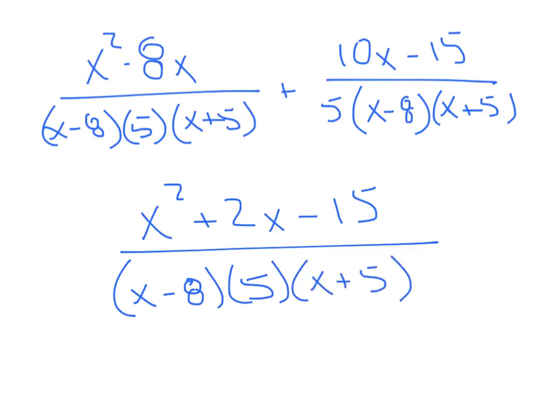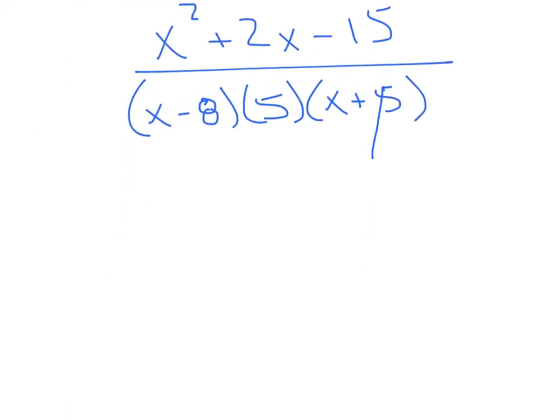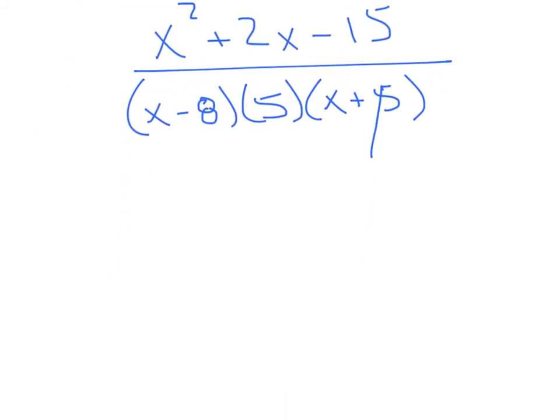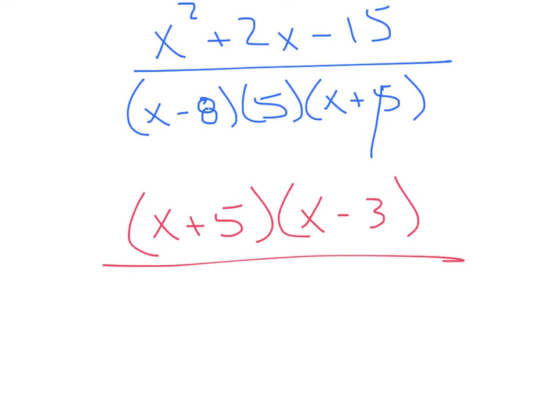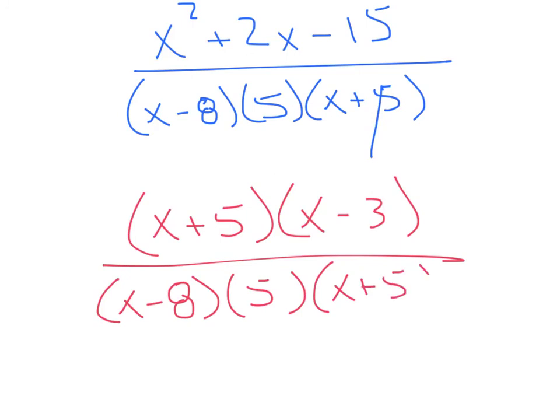All right, so let's think about it now. Can I factor the denominator at all? I'm leaning towards x plus 5, x minus 3. And when you stack that on top of the LCD, it looks like we're going to get the x plus 5s to cancel. Boom, boom, wipe out the whole thing.